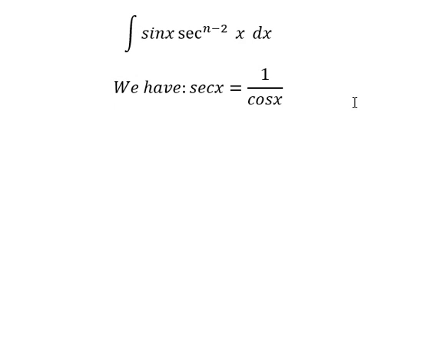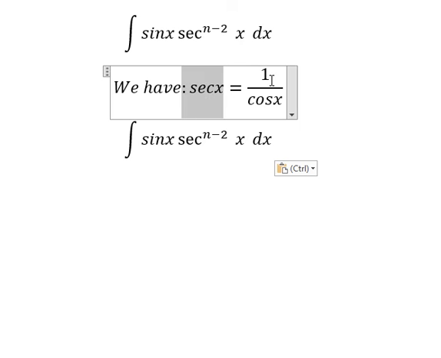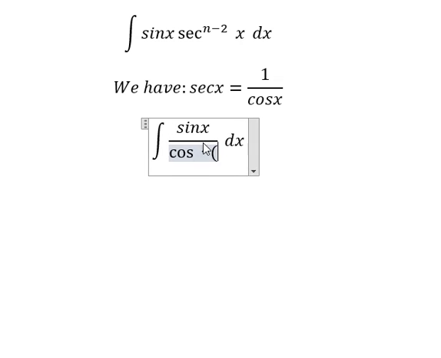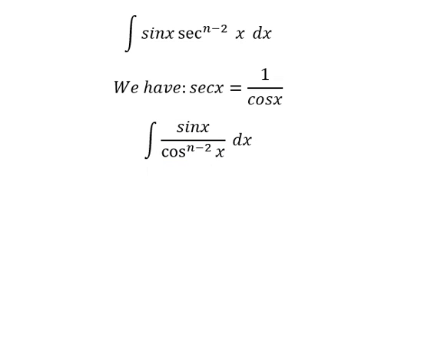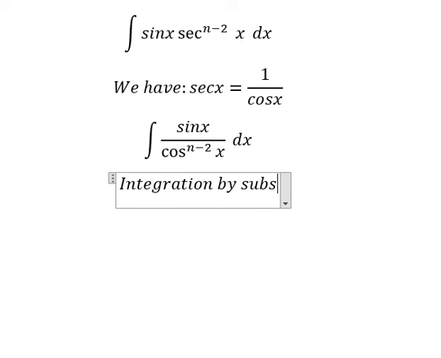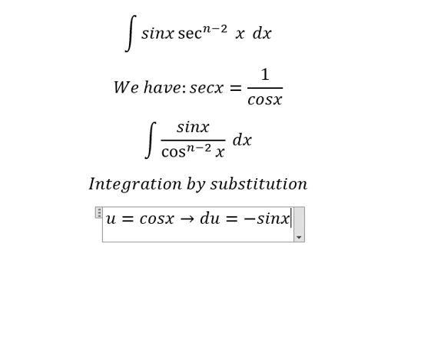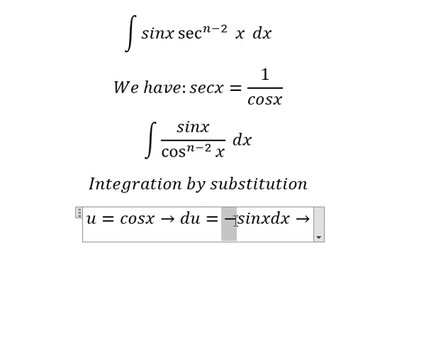So we need to transform this one into this one. Now we can use integration by substitution. So I will put u equals cosine x. Later we need to first take the derivative of both sides, and we have it like this. The negative I will put on the left because we don't have the negative side in here.